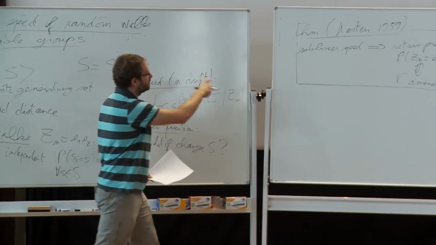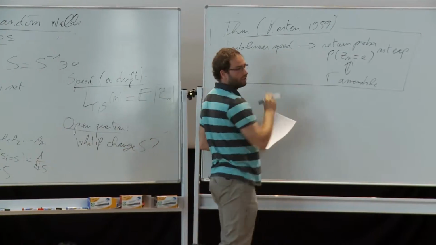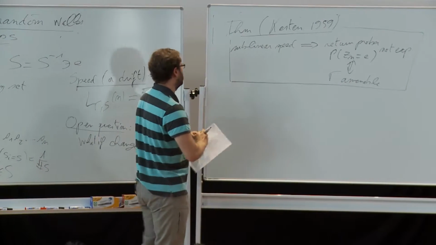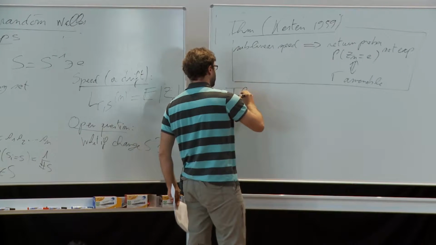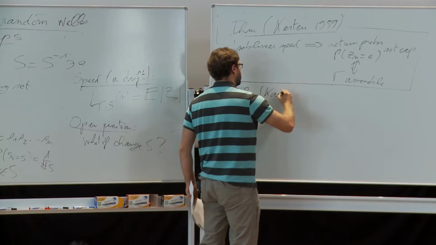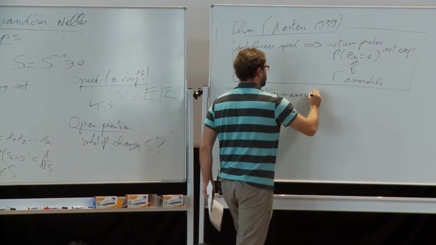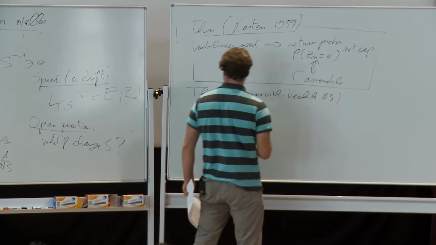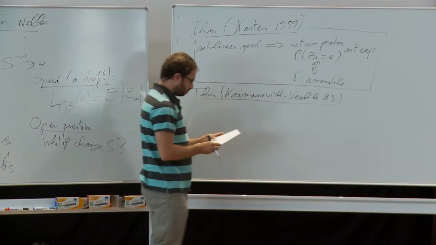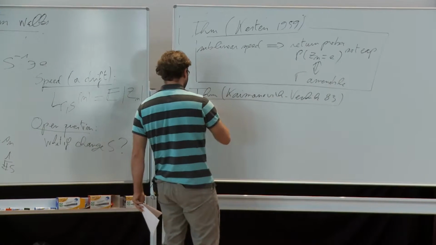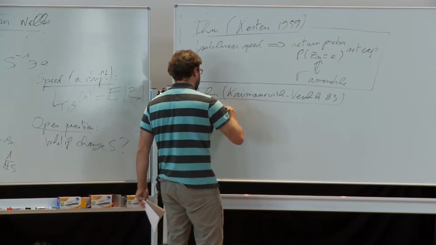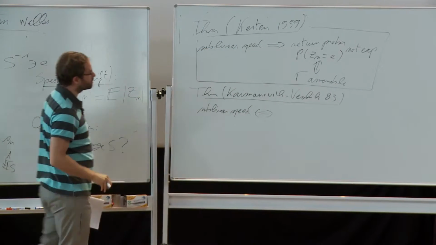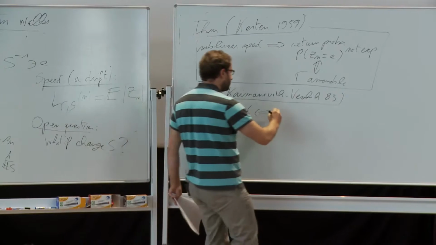And this is not an equivalence, and an equivalent characterization has been given by Kaimanovich and Vershik. This is also a very famous result back to '83. Having sublinear speed is equivalent to having sublinear entropy.